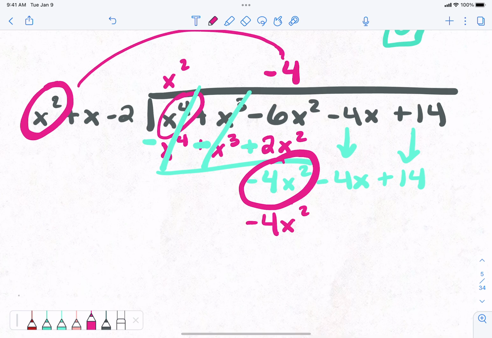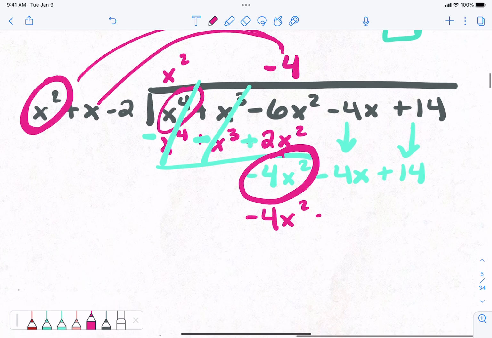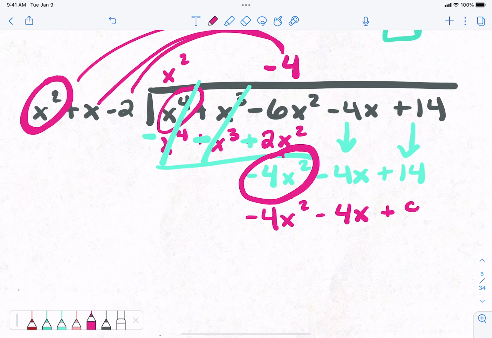Negative 4x squared. What's negative 4 times x? Negative 4x. What's negative 4 times negative 2? Positive 8. But, very important, we have to flip the sign on everything because we're subtracting it. Plus, plus, minus. Okay, so the 4x squareds go away. Minus 4x plus 4x goes away.